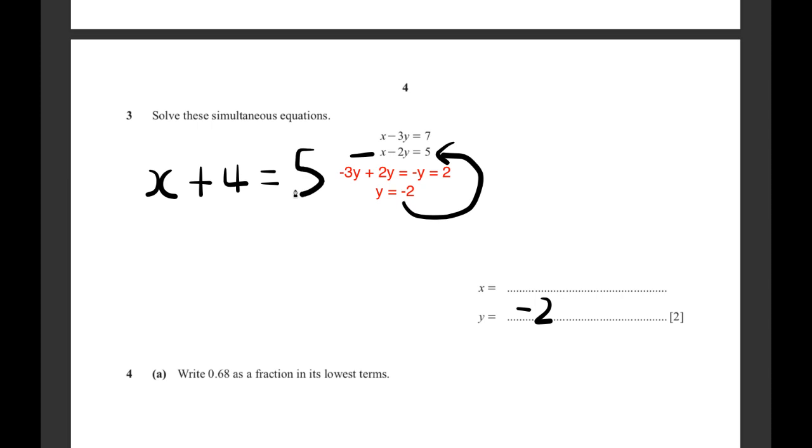And I think it's straightforward from here that if x plus 4 is equal to 5, something plus 4 must be 5, therefore x is equal to 1. And therefore those are my two answers. X is 1 and y is minus 2.